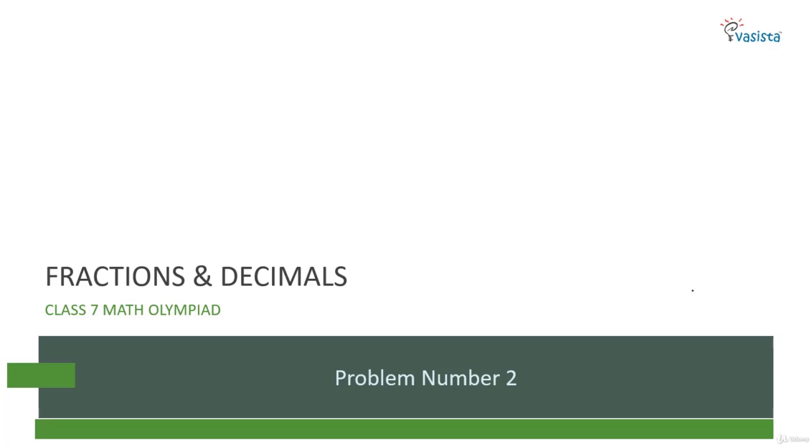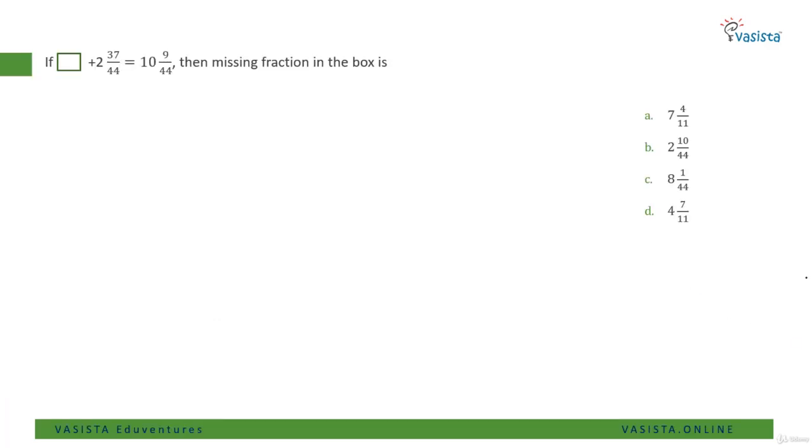Fine, let us start working on the second problem here. If a square box plus 2 37/44 is equal to 10 9/44, then find the missing fraction in the box. I'll rewrite this: the box plus 2 37/44 is equal to 10 9/44.